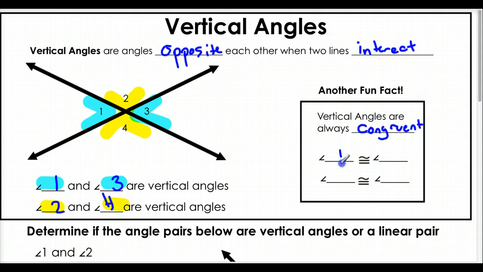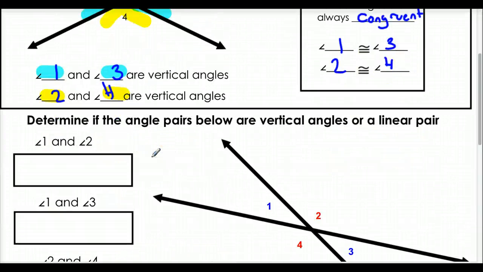So angle 1 is congruent to angle 3 because they're vertical angles, and angle 2 is congruent to angle 4 because they're vertical angles. And if you even look at 1 and 3, don't they look like they are the same measure? And if you look at 2 and 4, don't they even look like they have the same angle measure? They do look about the same.